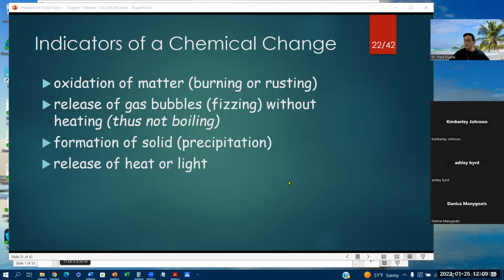Okay, fireflies, another example. Fireflies have a chemical reaction occurring in their abdomen that is causing this emission of light. All right, change in color. Again, you may have 2 clear solutions beforehand. You mix them together, and maybe now it's orange or purple or green. Okay, that's a good indicator that there has been a chemical process.